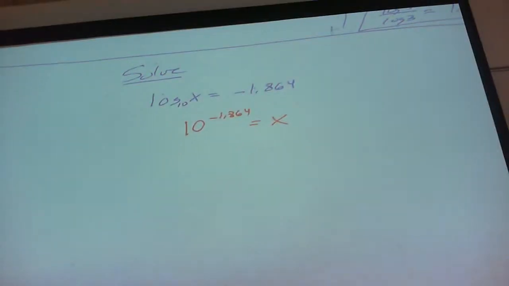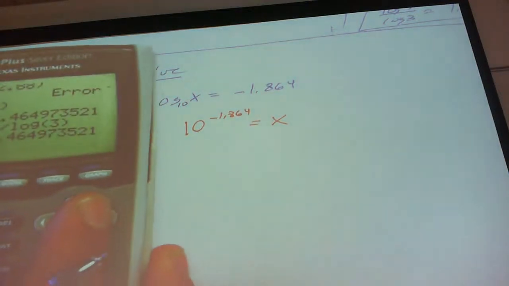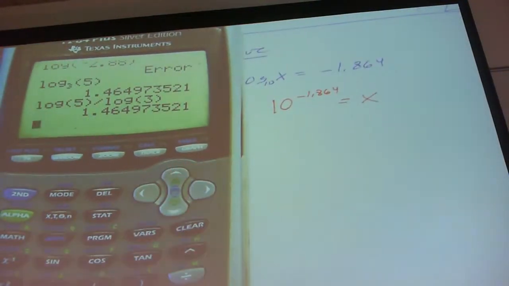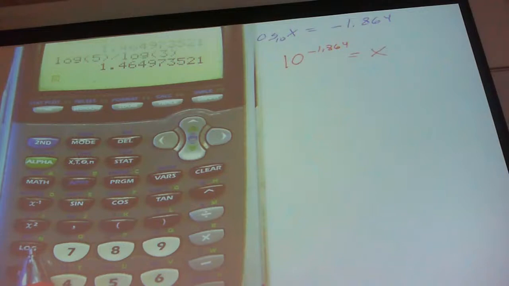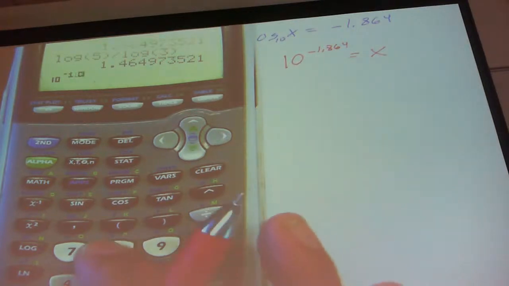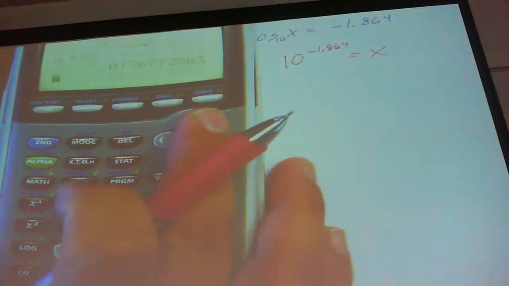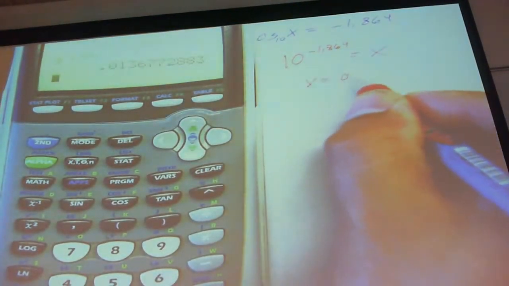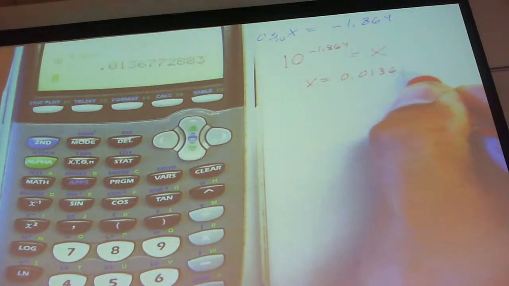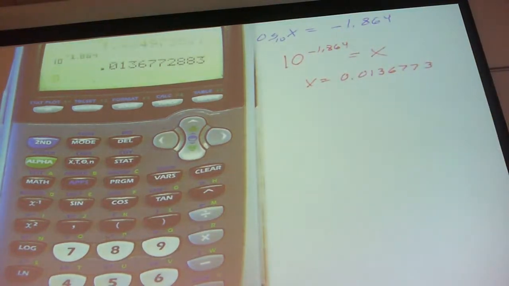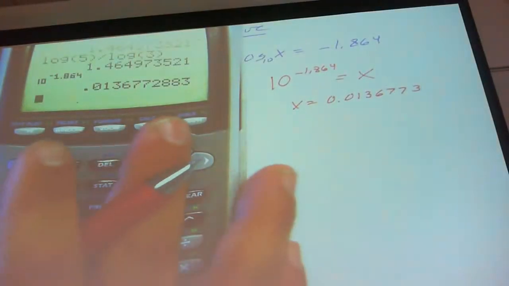Now, you could just type 10 raised to, but I do want to point out that you also have a 10 raised to button. So if you hit second log, you get a 10 raised to negative 1.864, and you get x equals 0.0136773. Keeps going. So you do have that button in your calculator.